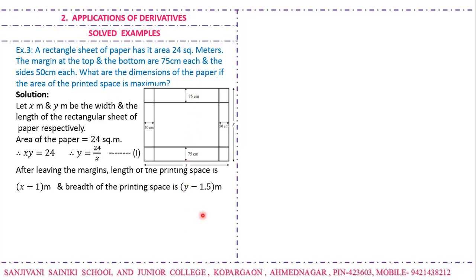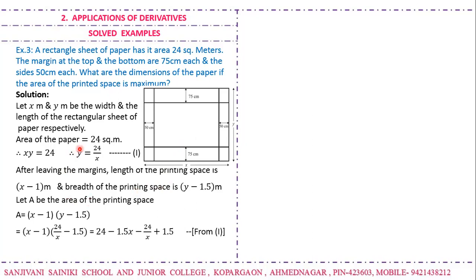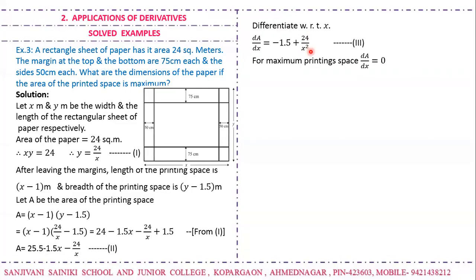So what will be the area of the printed space? The printed area is (x minus 1) into (y minus 1.5). But y is 24 upon x, so put that value here and simplify. The area is 25.5 minus 1.5x minus 24 by x. Differentiating with respect to x, we get minus 1.5 plus 24 by x square.